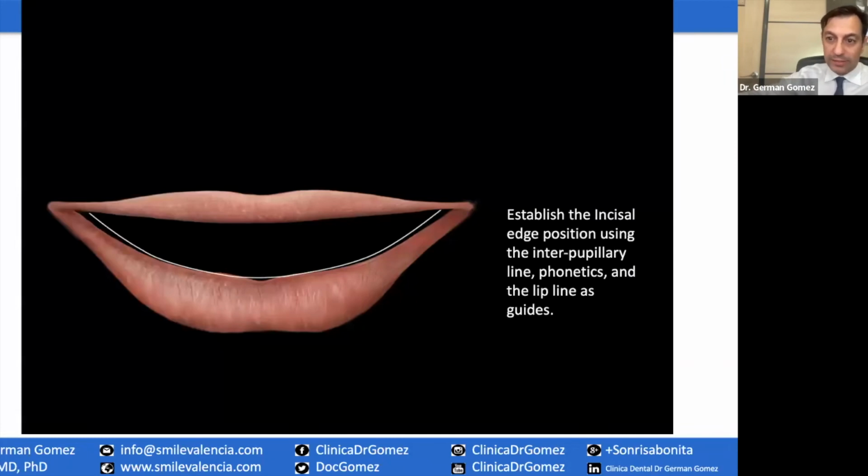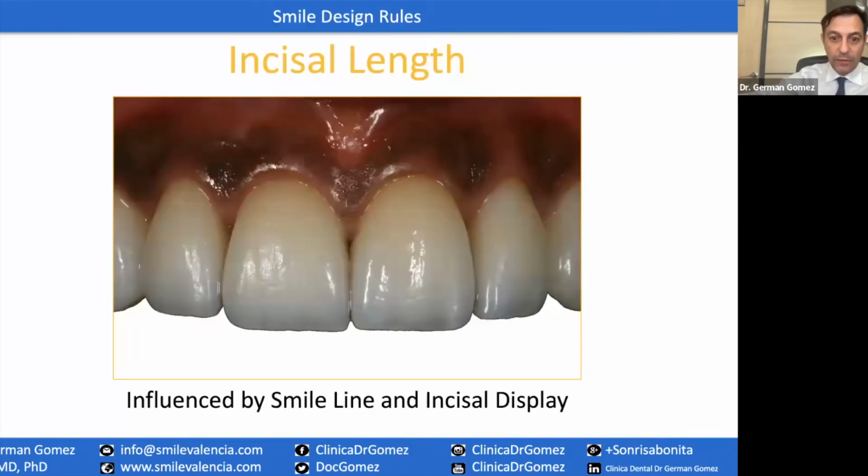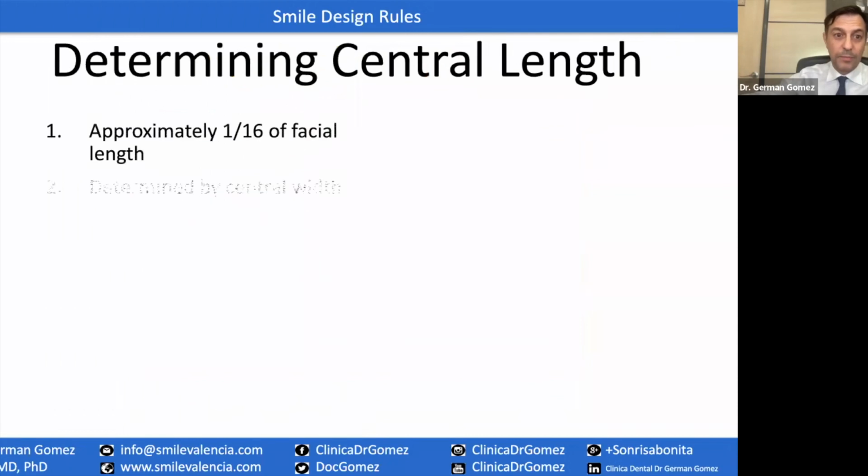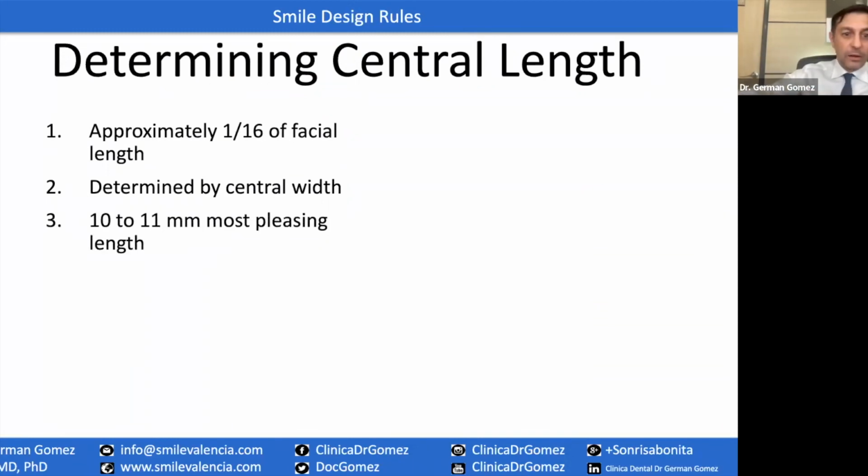Then you establish the incisal edge, influenced by the smile line. The ideal length of the tooth is approximately a 16th part of the face length, and 10 to 12 millimeters is the most pleasing length. The patient should be able to say F and V sounds very nicely.